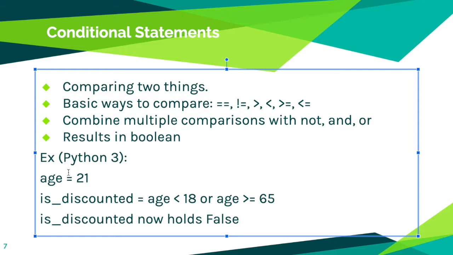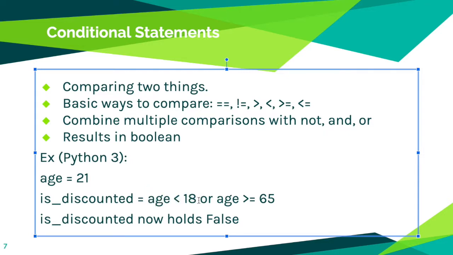So let's look at this example. You see that age is equal to 21. That's the single equal sign because you're putting 21 in age. And now you have a variable which is going to store a Boolean. So is_discounted equals age less than 18 or age greater than or equal to 65. So you see here we used or. If either one of these is true, then is_discounted is going to be true.